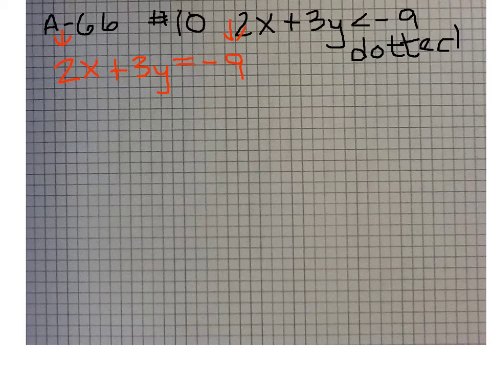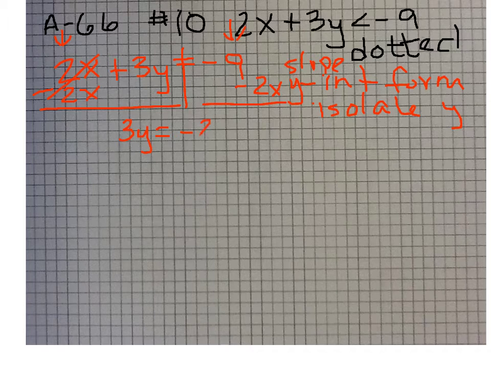So I'm going to put it into y-intercept form, or slope-intercept form, in which case I'm going to isolate my y. Alright, so let's go ahead and do that. First thing I'm going to do is subtract 2x from both sides. And those 2x minus 2x is 0, and I get 3y is equal to negative 2x minus 9. So I just wrote my negative 2x first, because that's the way I usually see it.